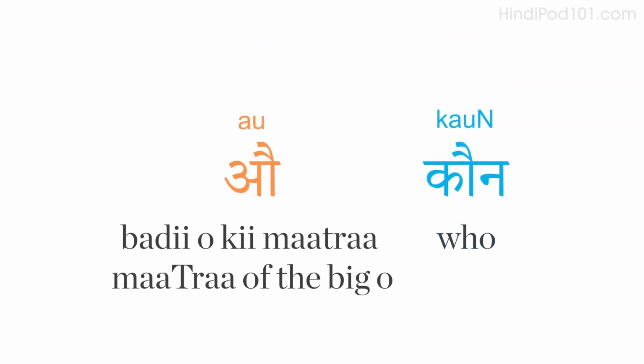Who, corn. The matra on the letter K is called the badi O ki matra, or the matra of the big O. This matra modifies the sound of K to ko.